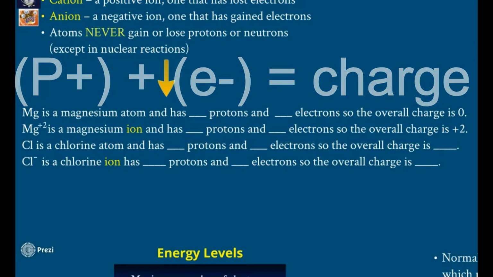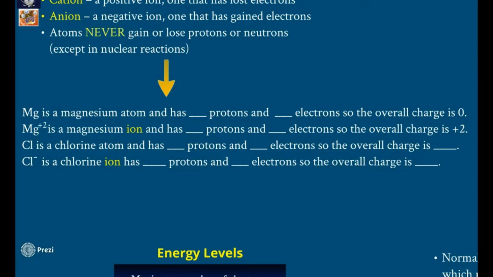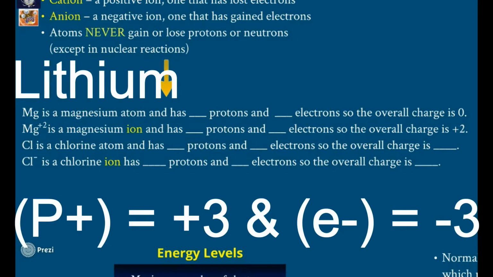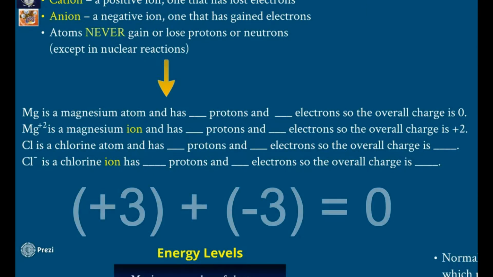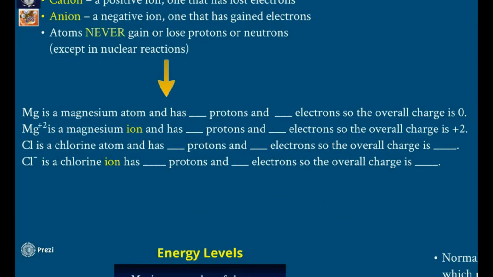If you have the same number of protons, let's take lithium again, atomic number 3. That means it has 3 protons, right? Therefore, in a neutral atom, it has 3 electrons. But what is the charge of electrons? Negative. So when you add these two together, what do you get? Negative with a positive, this whole thing is 3 minus 3, which is 0. That's why it's a neutral atom. But let's say we change the electrons.